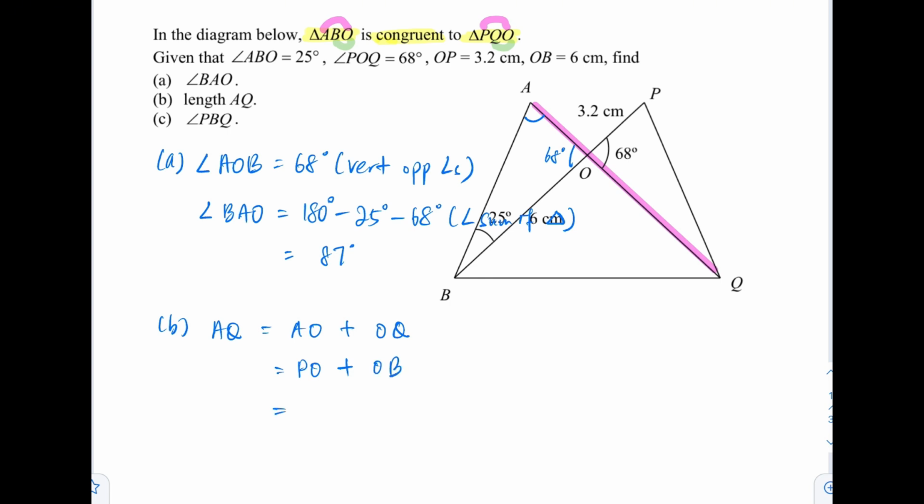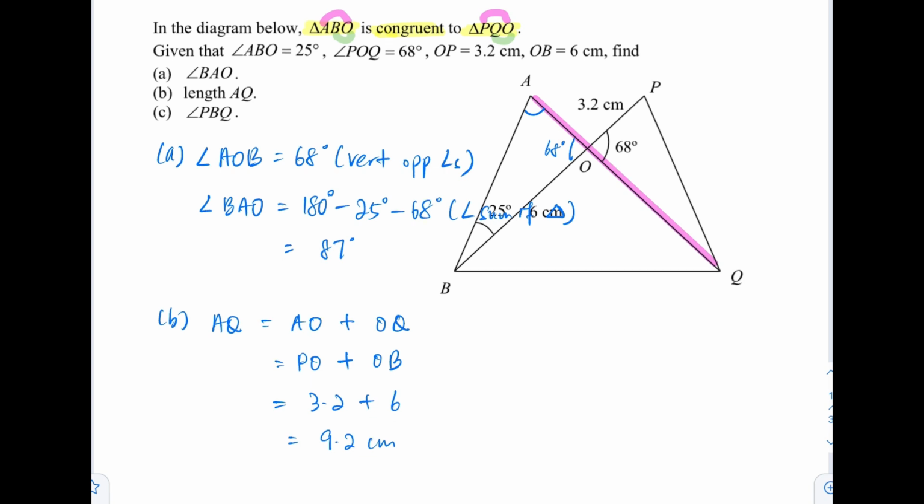And then we look at the diagram given to us. PO, we know the length is given as 3.2. Similarly, OB, we also know the length is 6. So if I add that together, I will get 9.2, and the units would be cm.